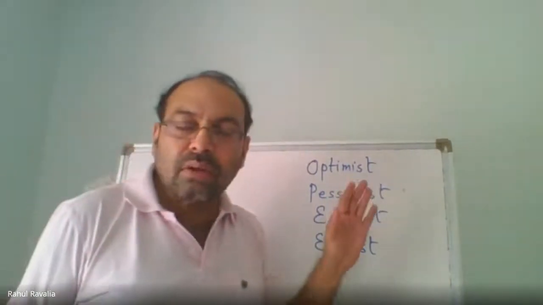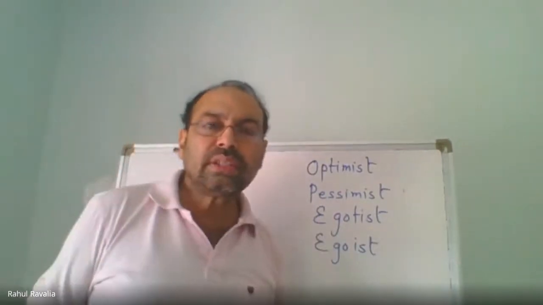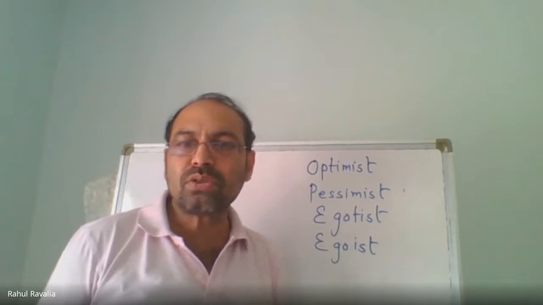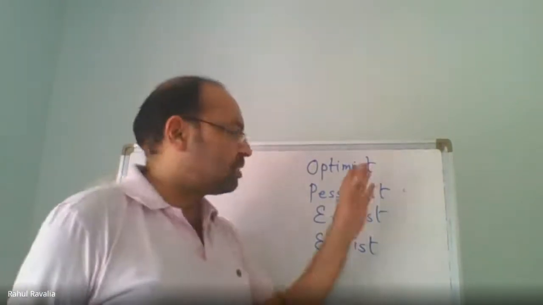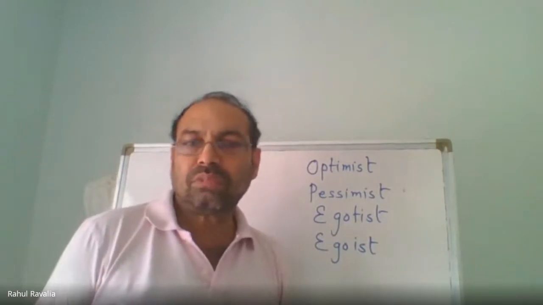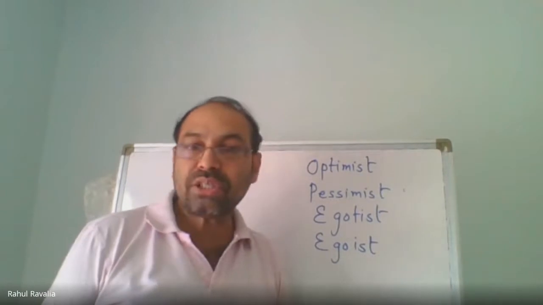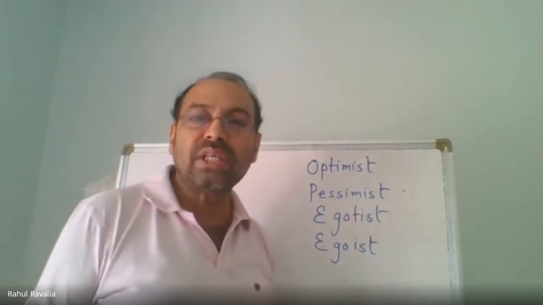So these are not very difficult words. Almost all the words generally come in reading, in books. They occur in books frequently. Optimist, the Gujarati translation is very famous, that is Ashavadi. Pessimist, that is Nirashavadi, and egotist and egoist.